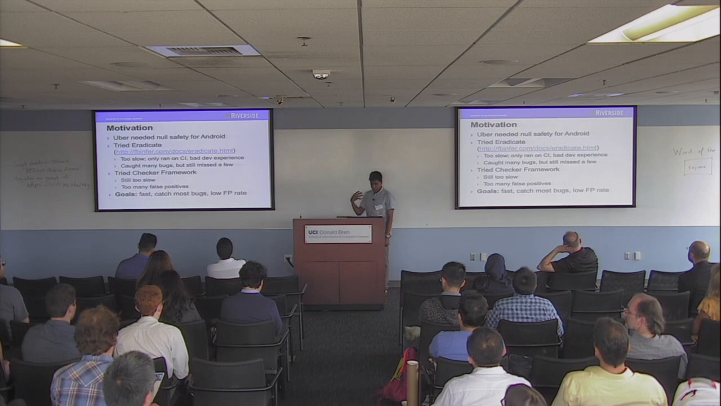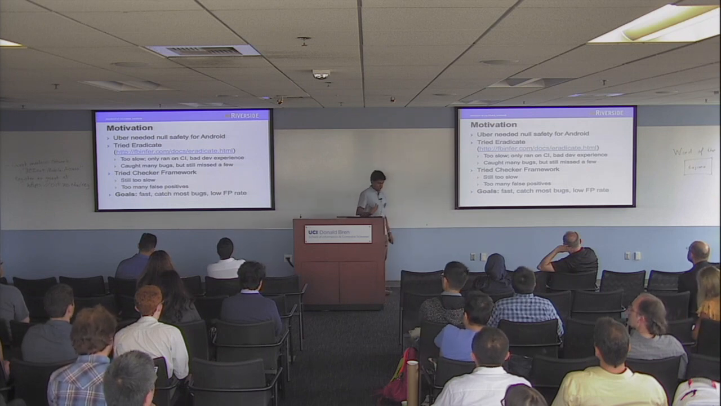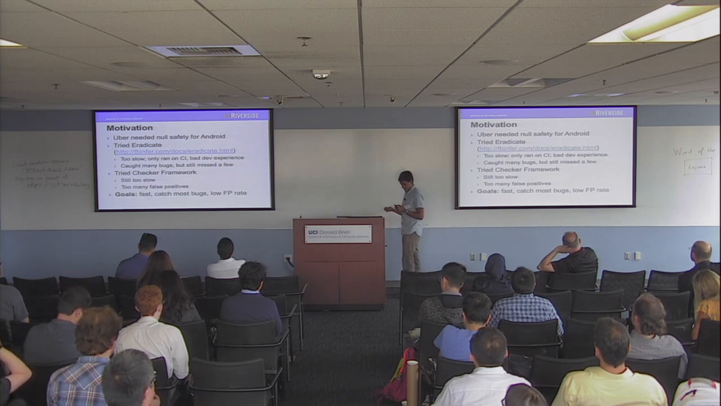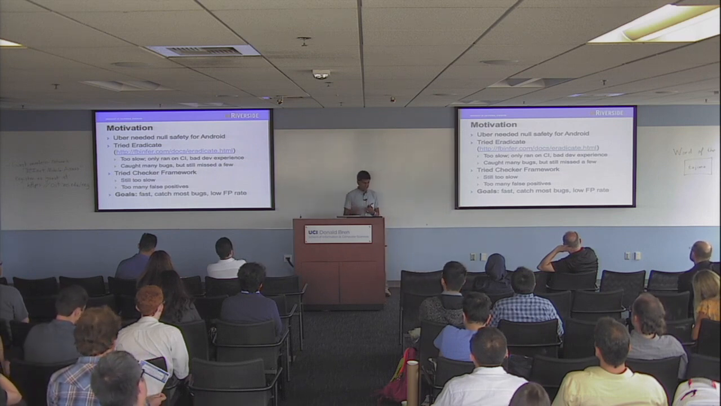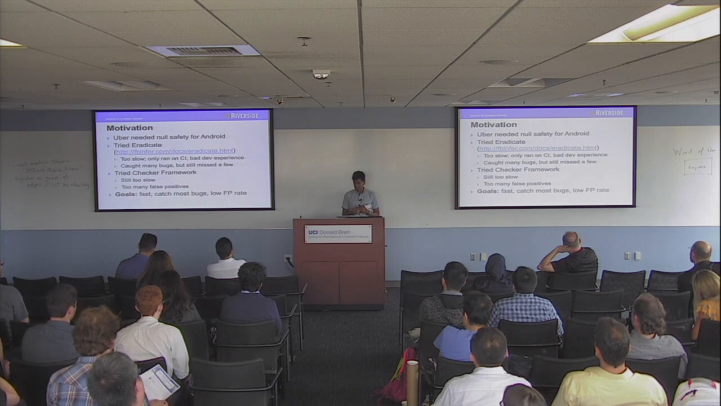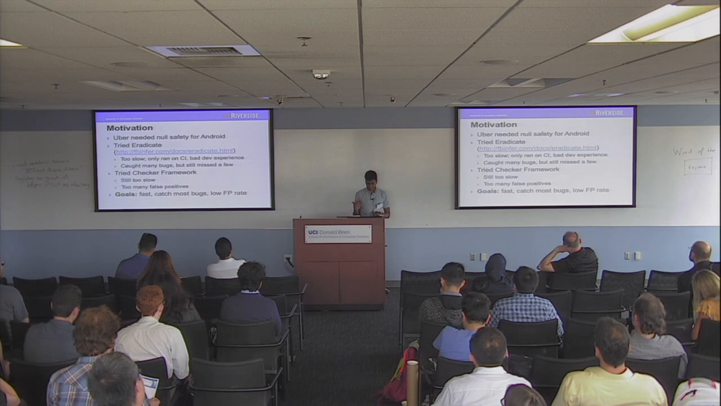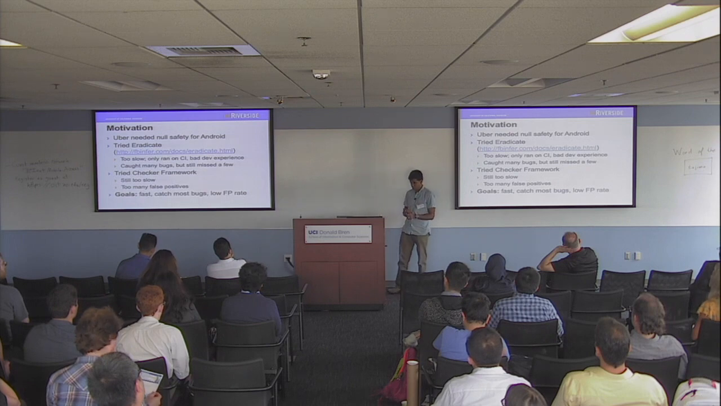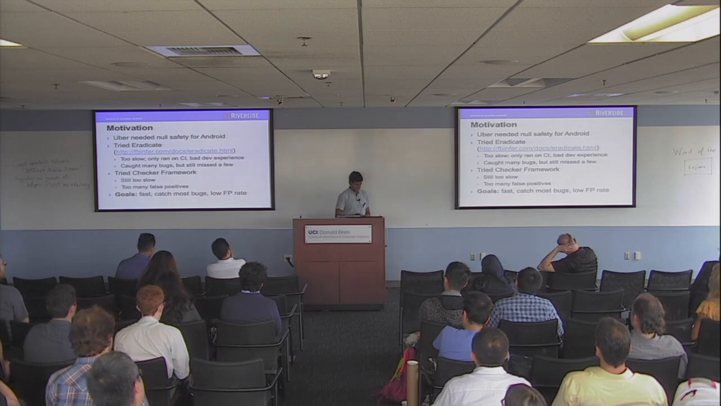So then we also tried the Checker Framework. And still a performance issue with overhead. It was too slow. And the Checker Framework kind of had the opposite problem, that it tries to be sound. But this led to too many false positive warnings for developers to find it usable. So we set out to build a system that was fast, that could catch most or nearly all of the bugs we saw in production, and with a low false positive rate.